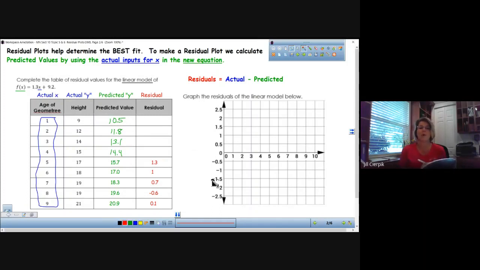So now what you do next is you calculate the residual value. A residual value is simply taking the actual values minus your predicted values, and that gives you the difference. So this is an important little summary right here. Residuals equal actual minus predicted. So if I take 9 minus 10.5, I'll get negative 1.5. If I take 12 minus 11.8, I'll get positive 0.2.